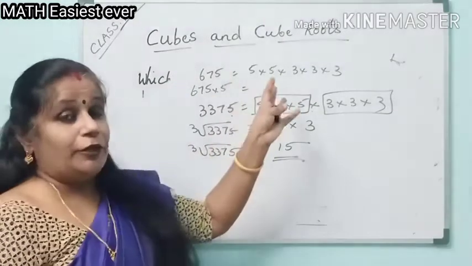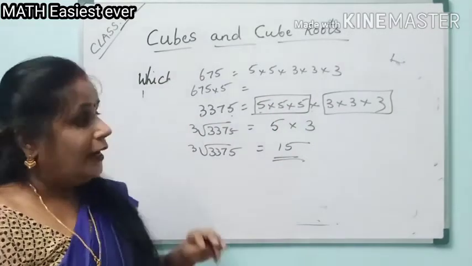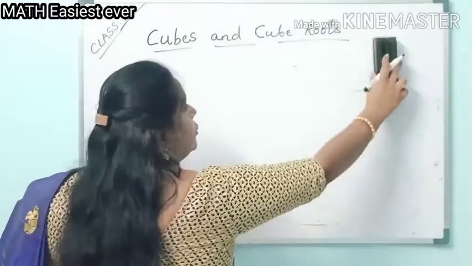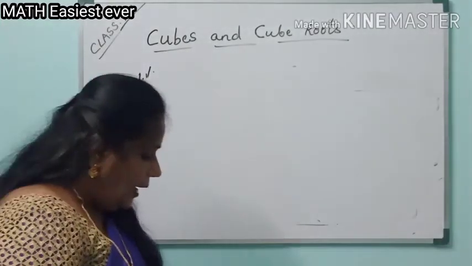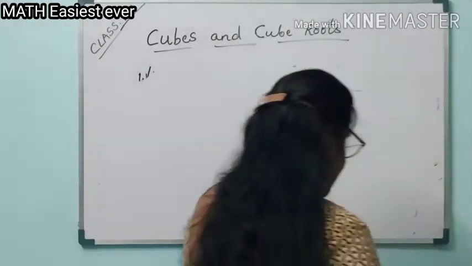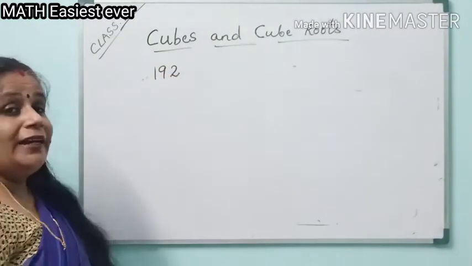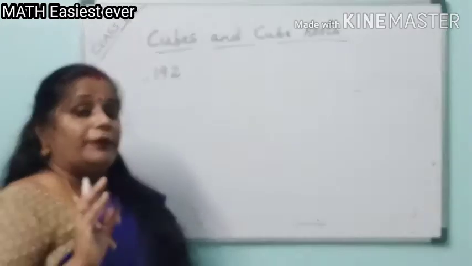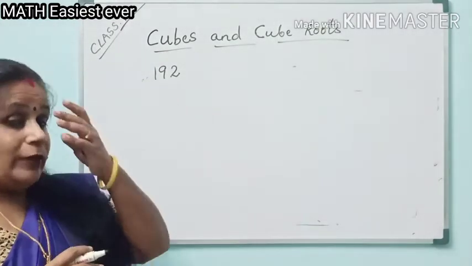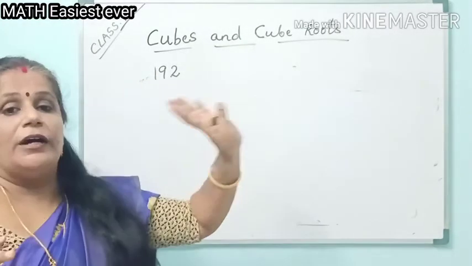What is the smallest number to be multiplied to make a given number a perfect cube? Hope it's clear for you. Now we have another type. What is the smallest number to be divided to make it a perfect cube? Okay, I will do one question of that type also. When you are given the number 192, 192 is not a perfect cube. So what number should be divided? The question will be: what number should be divided to make 192 a perfect cube?